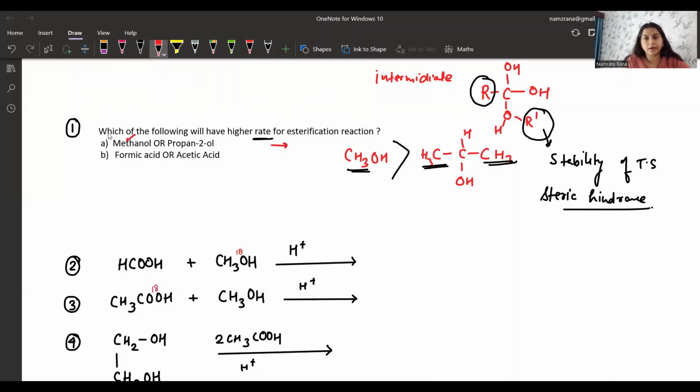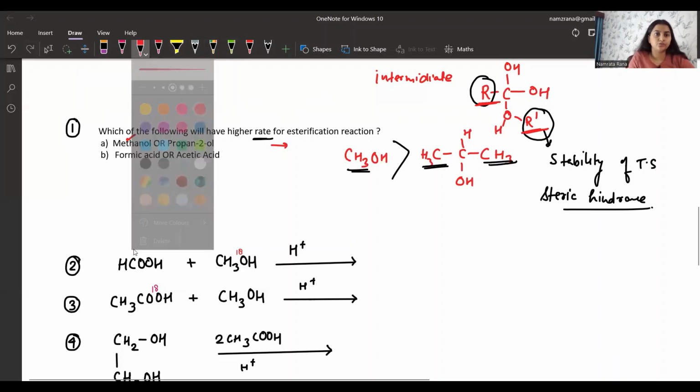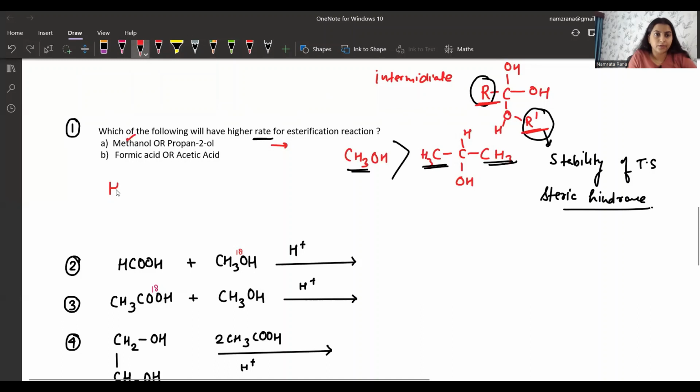Similarly, for the acidic part also. Now this transition state involves the R group of an acid and also the R group of a base. Alcohol, you can call it a base also. Correct? So similarly, when you write the structures of these two acids, formic acid is HCOOH and acetic acid is CH3COOH.